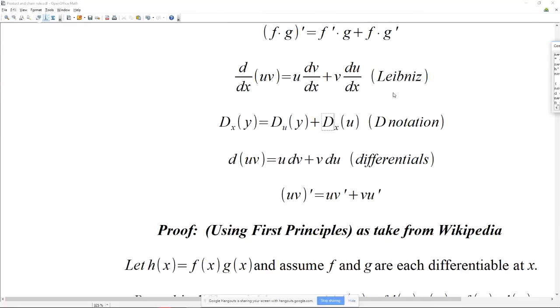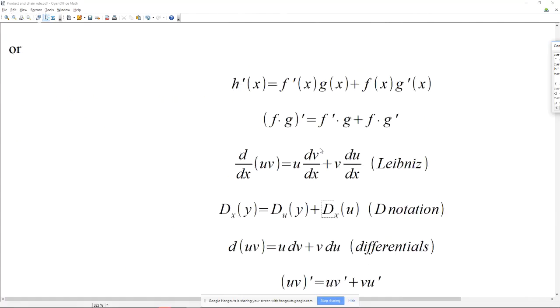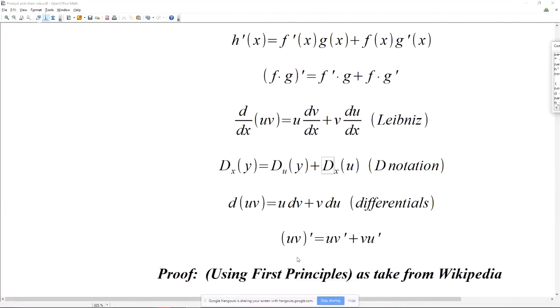So here's the other type of notation. This is using UV notation, which is the same thing as this formula. It's just using UV notation and moving the primes a little bit differently. So don't get too hung up with the notation. Think about it as concepts, because the concept of taking the derivative of the product of two functions is basically taking the derivative of one function times the non-derivative of the second function, plus the derivative of the second function times the non-derivative of the first function. That's what you're doing.